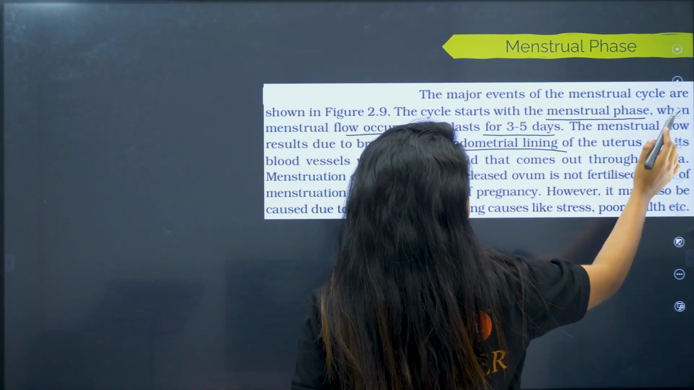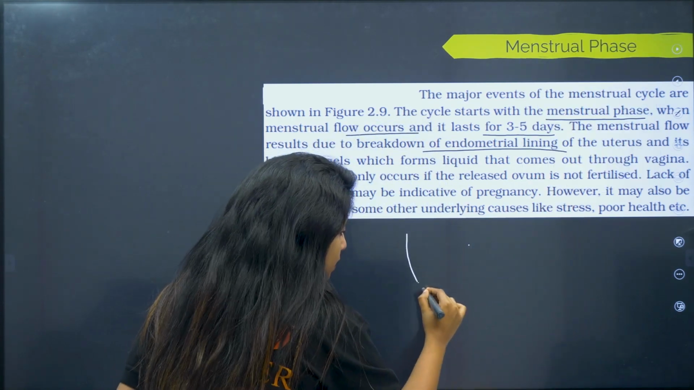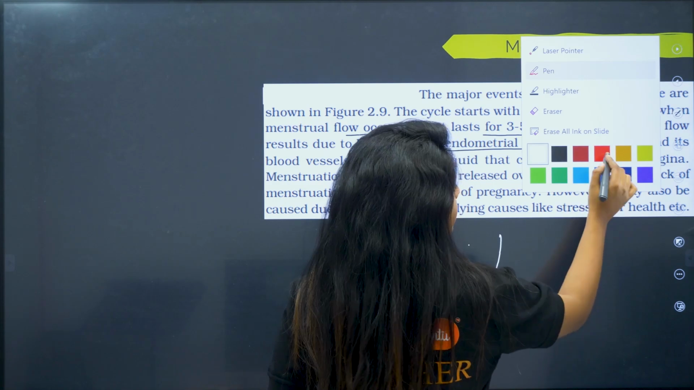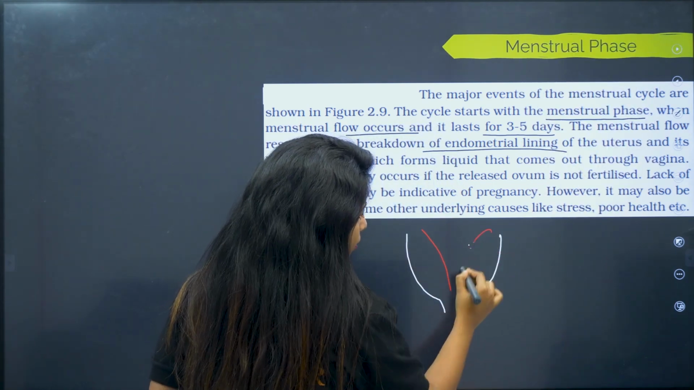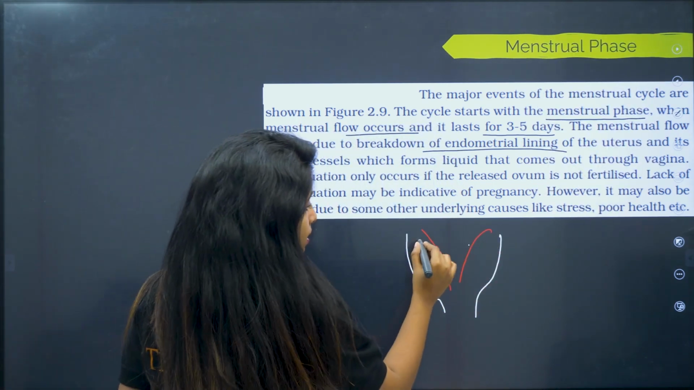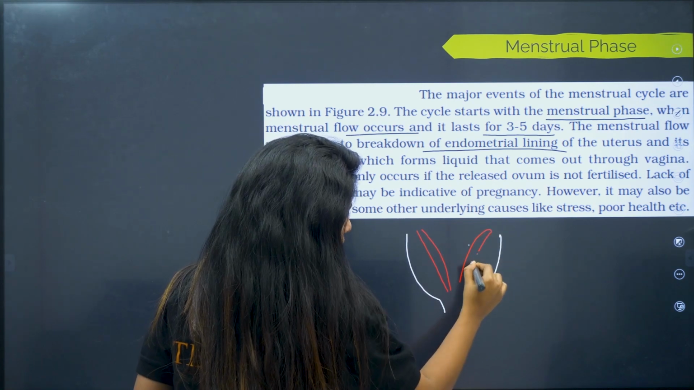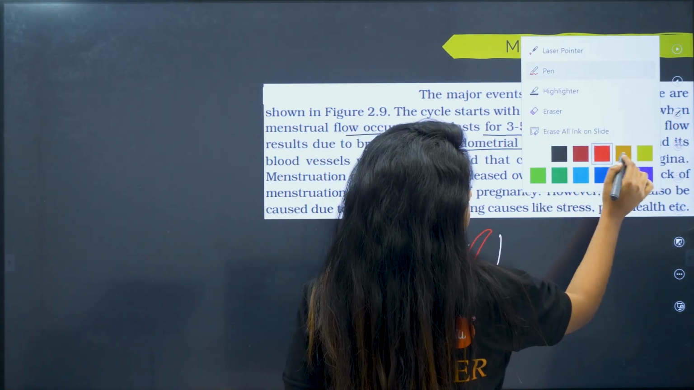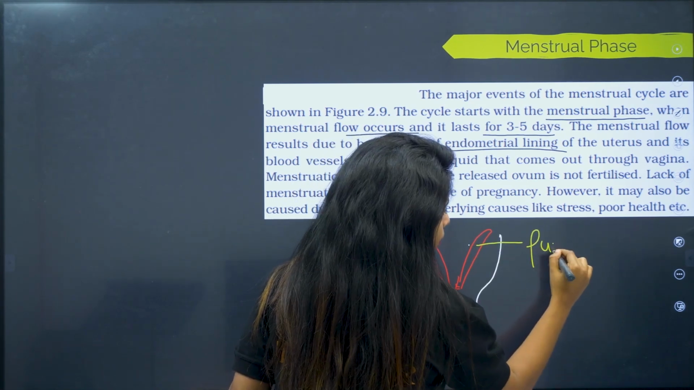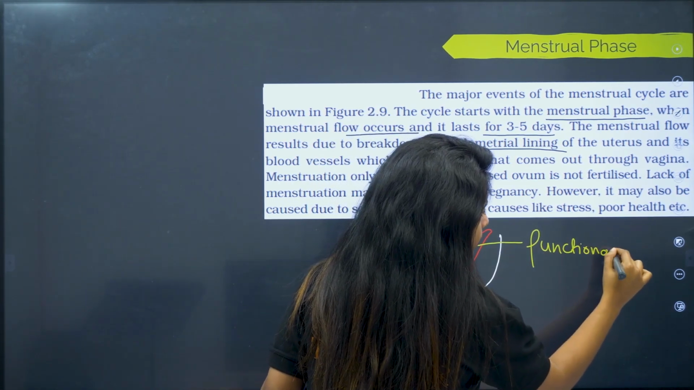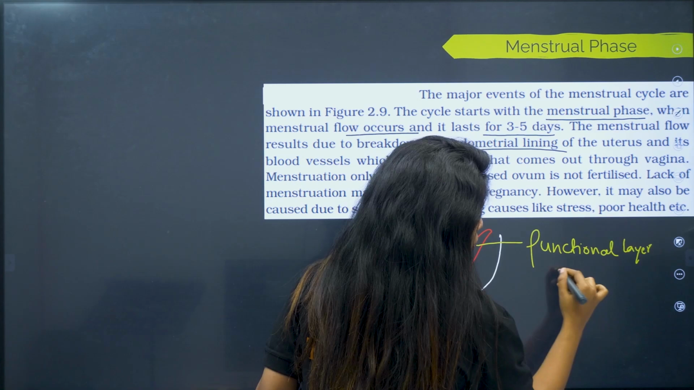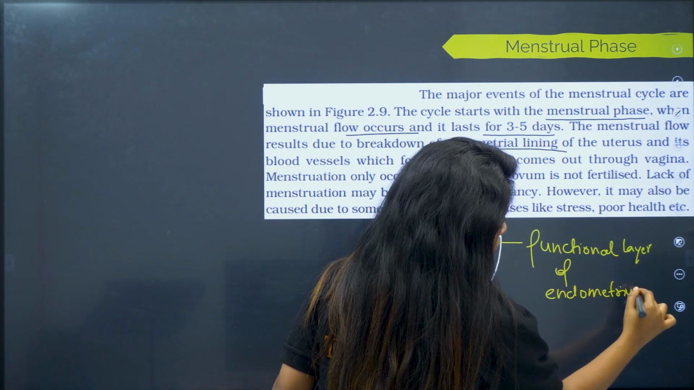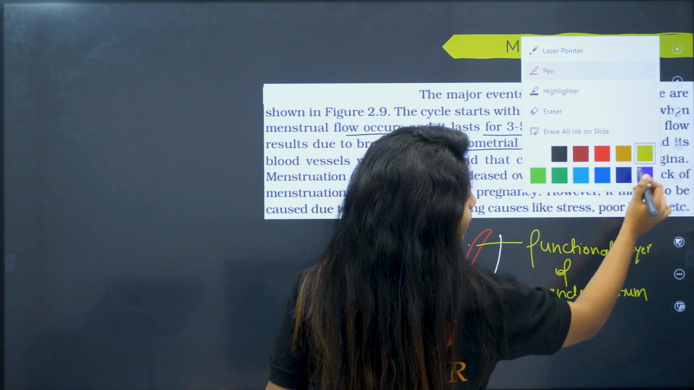The menstrual flow results due to breakdown of endometrial lining of the uterus. Now what is the endometrial lining of the uterus? I already told you, children, if this is the uterus, there will be a very thickened lining over here. Now this thickened lining is the functional layer of endometrium.